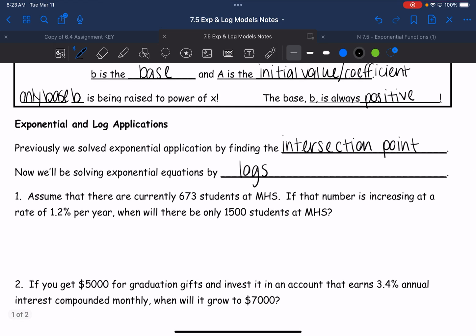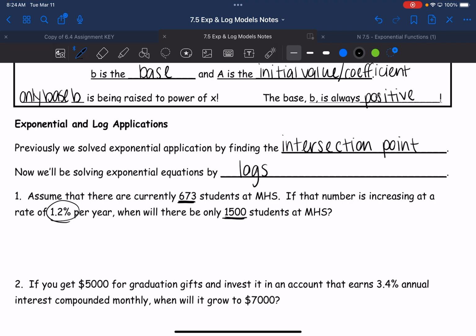So let's take a look at an example of this. It says, assume that there are currently 673 students at MHS. If that number is increasing at a rate of 1.2% per year, when will there be 1,500 students at MHS? All right, so currently there's 673. We are increasing at a rate of 1.2%. We want to know when will there be 1,500.